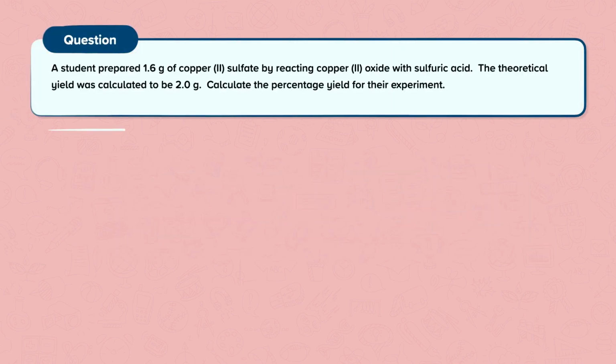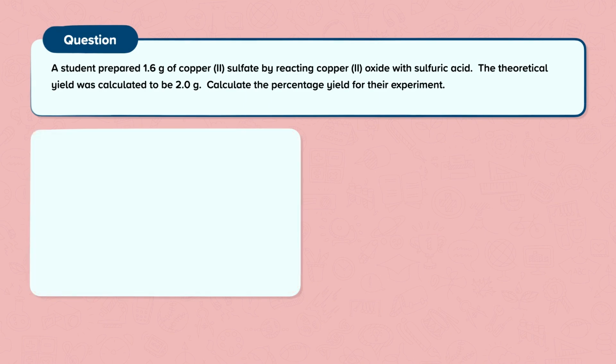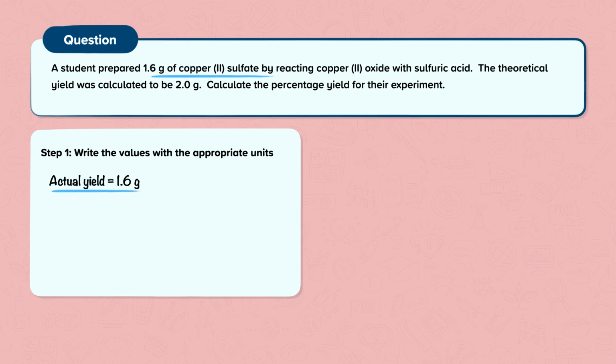A student prepared 1.6 grams of copper-2 sulfate by reacting copper-2 oxide with sulfuric acid. The theoretical yield was calculated to be 2 grams. Calculate the percentage yield for their experiment. So step 1. We start by writing the values with the appropriate units. Actual yield equals 1.6 grams. Theoretical yield equals 2.0 grams.